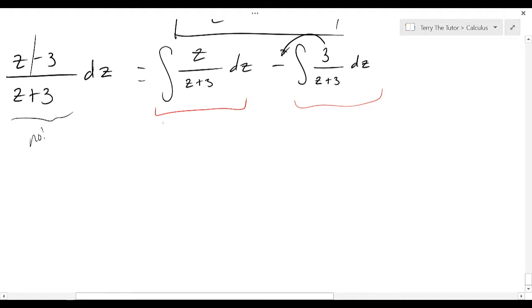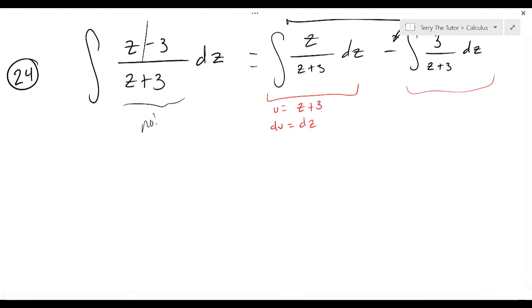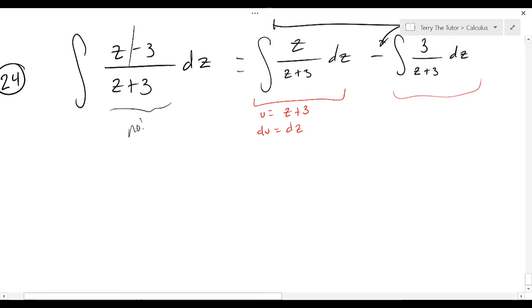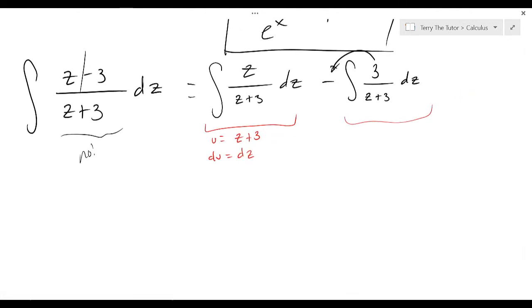So for this one, let's say u equals, let's use the denominator, z plus 3. So du must equal, oh, that's not going to work. That's just going to be dz. What did I do?